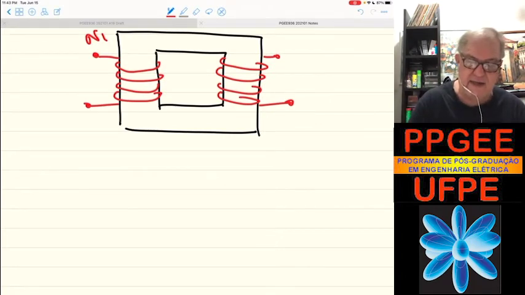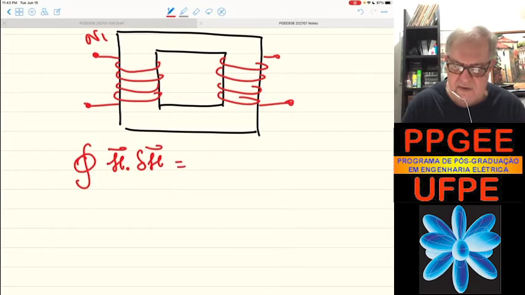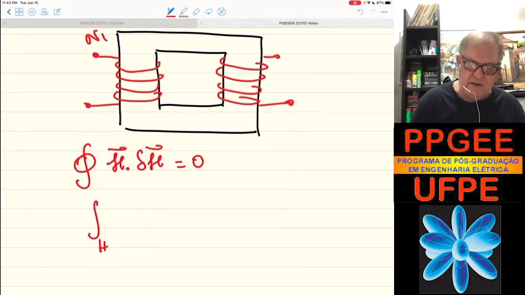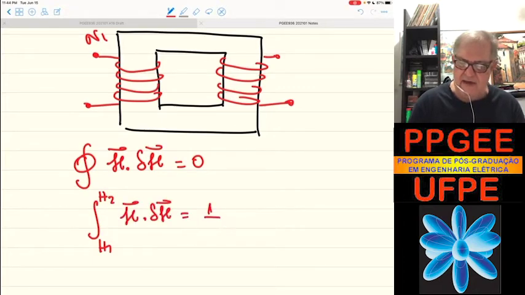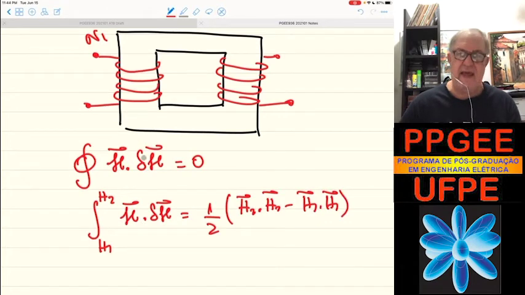let's go back again, right? In a loop, the integral of H dH in a closed loop is going to be 0, right? It's non-zero only when you go between different states, H1 and H2. If we go from H1 to H2 of H dH, this is going to give us 1/2 of H2 dot H2 minus H1 dot H1. But if it's a closed path, it's going to be 0.